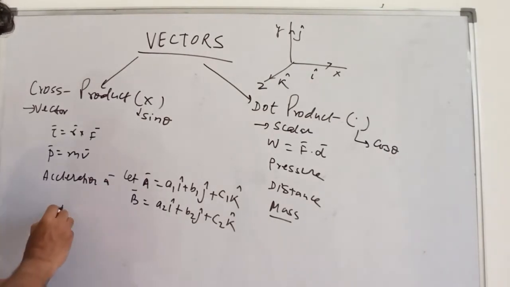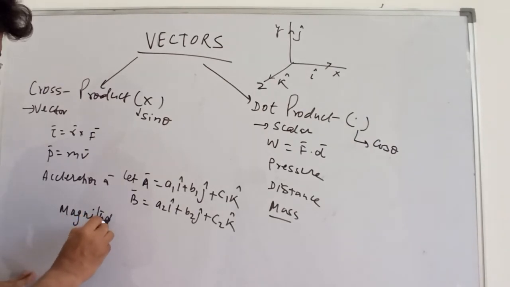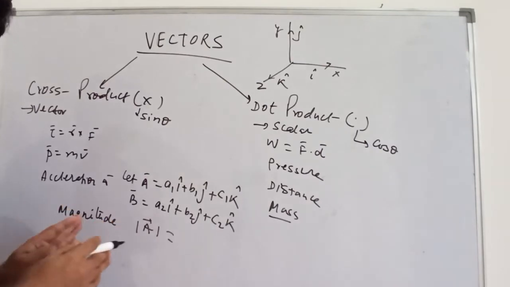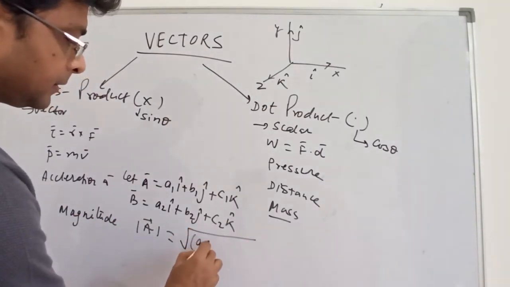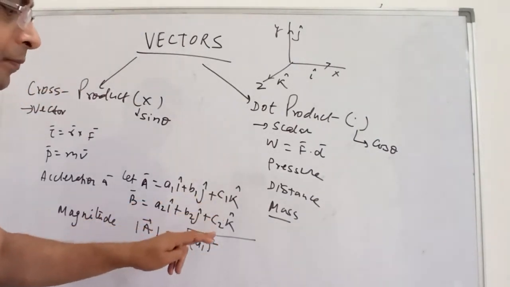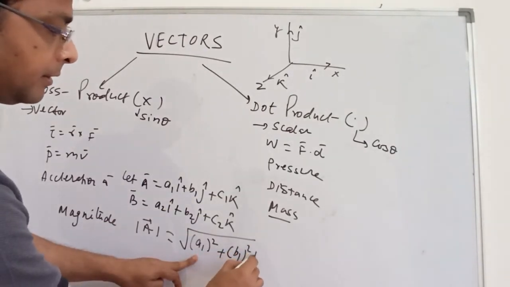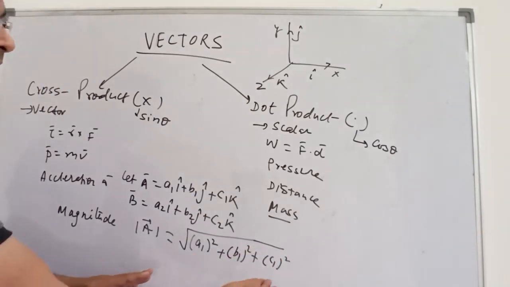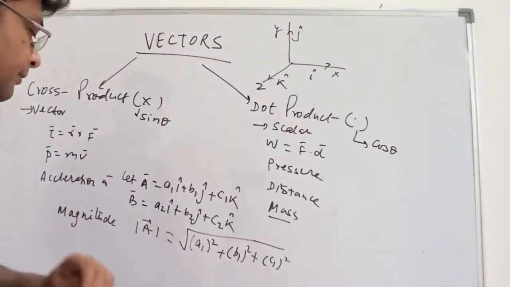Now, how to find the magnitude of a vector? Magnitude means we find the modulus, which is given by under root. Whatever be the numbers associated with i, j and k, we just square them, sum them and put under root. This is the way to find the magnitude of any vector. So this will give you the magnitude only.